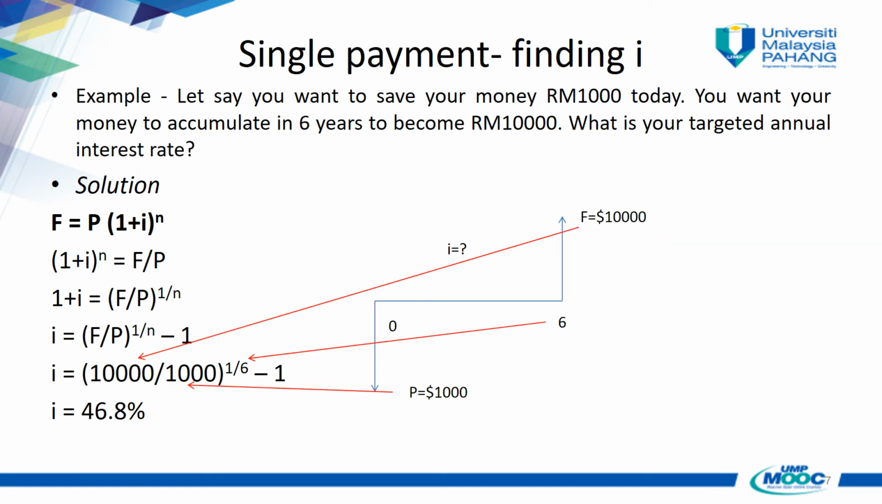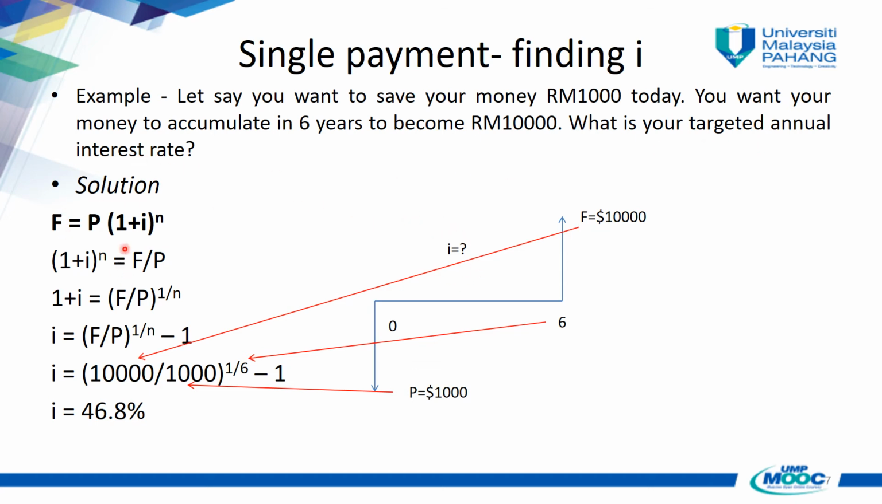Let's see an example here. We save our money, 1,000 today, and we want our money to accumulate in 6 years, to become 10,000. From 1,000 to become 10,000 in 6 years. So what is your targeted annual interest rate?